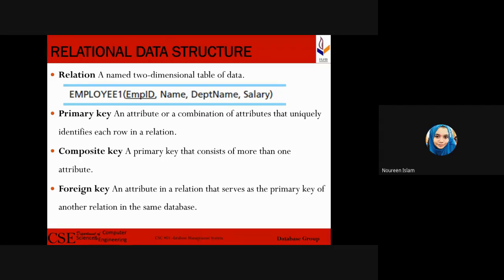Uppercase. Employee ID is the primary key. How can you identify? By the underline. Sir, underline. Very good, very good. Underline. This is basically how we can identify the primary key.